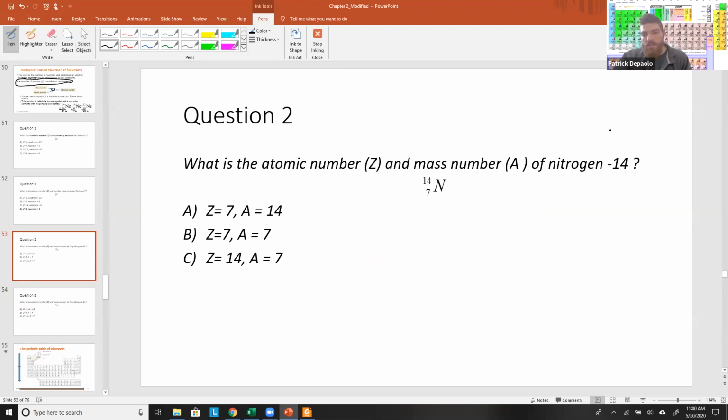So this means mass. If that's the case, you're going to have the mass of 14, and every nitrogen is going to have 7 protons. So the atomic number is 7. The mass number is 14. The neutrons are also 7, right? Because 14 minus 7 is also 7. So the answer would be, which one? A.